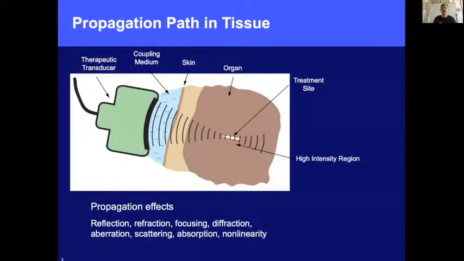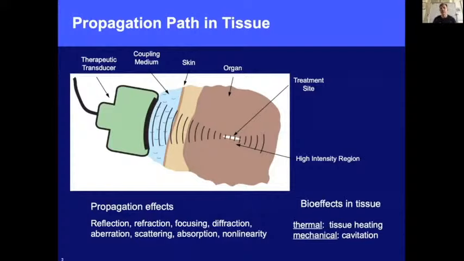The motivation for doing this is to see what bioeffects we get in the tissue. The most common ones that are apparent in therapeutic ultrasound are thermal. The absorption of the sound wave by the tissue results in tissue heating, and so understanding that temperature rise and what role the acoustic effects play is important. And the second one is mechanical, and cavitation is the main player in that case.